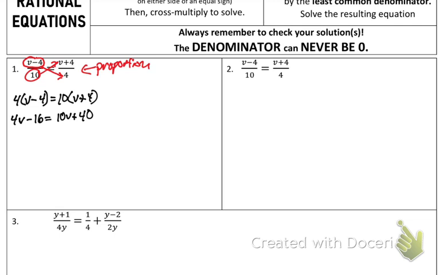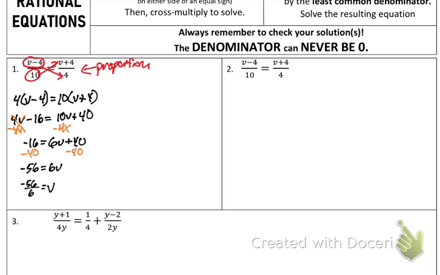And now we just have a linear equation we're going to solve. Per my usual solving method, I like to keep my variables positive. So I'm going to subtract 4v from both sides. That will give me a negative 16 equals a 6v plus 40. Now I'm going to go ahead and subtract 40 from both sides. Minus 40. That's going to give me a negative 56 equals 6v. Now when I divide by 6, it's not going to go evenly. We're going to end up having, negative 56 divided by 6 equals v.